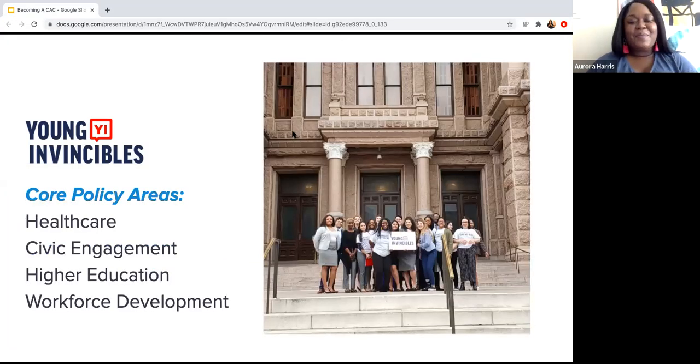So again, like I said, our core policy areas are healthcare. We also work on civic engagement, higher education, and workforce development for young people.